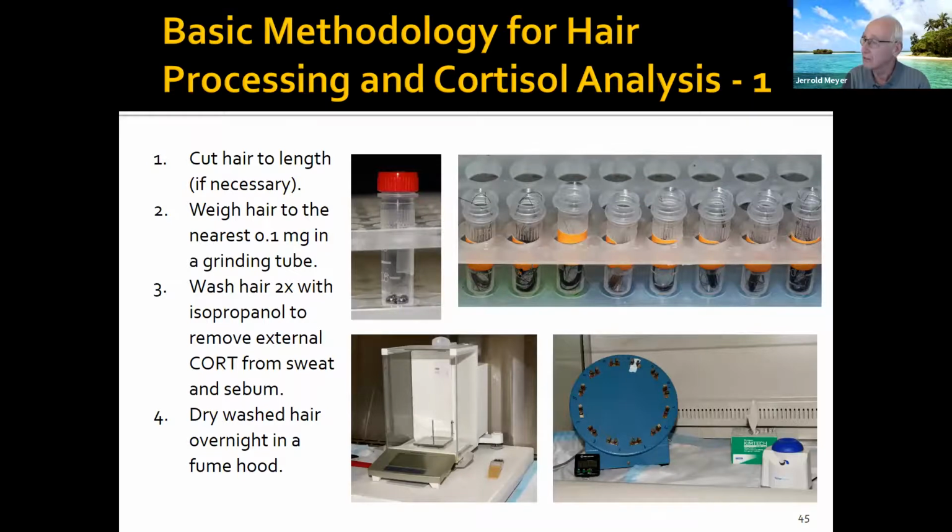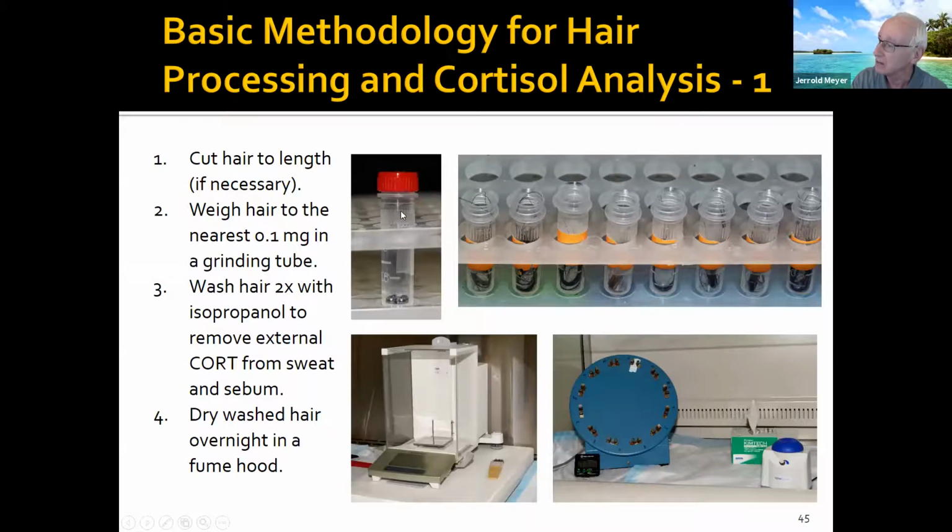All right, so first we're going to give a few slides on the methodology, at least what we do in our lab. So first is cutting the hair to length if necessary. If you've gotten hair strands, and you want 3 centimeters and the hair is longer than 3 centimeters, then we have to measure and cut, again, from the scalp end, or what we call the root end. Then we weigh the hair to the nearest 1/10 of a milligram. So we have an analytical balance, a couple of them actually, in the lab for accurately measuring the hair. We need to know the weight of the sample that we're going to be working with.